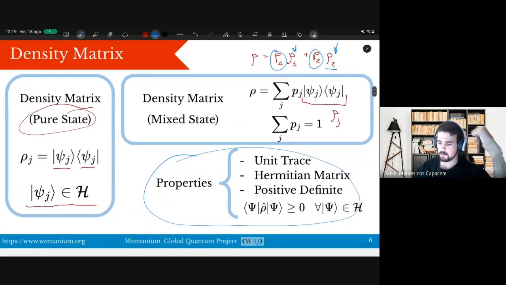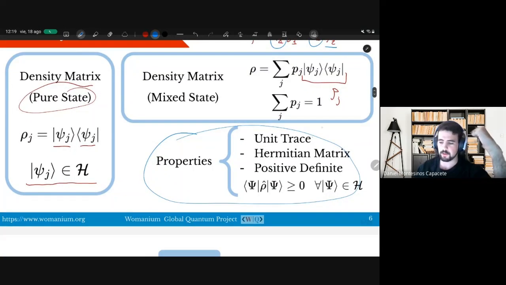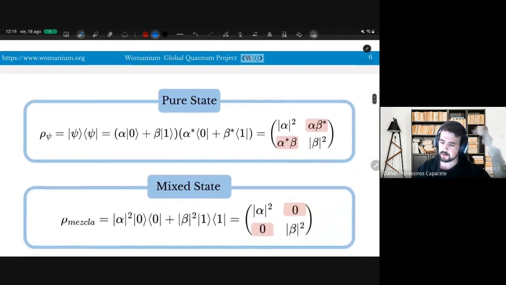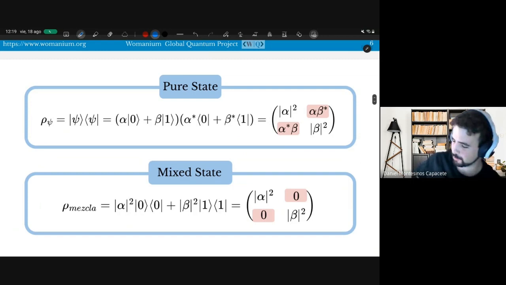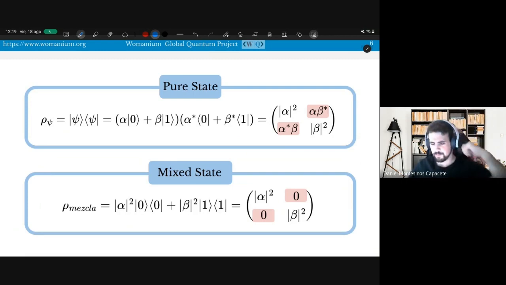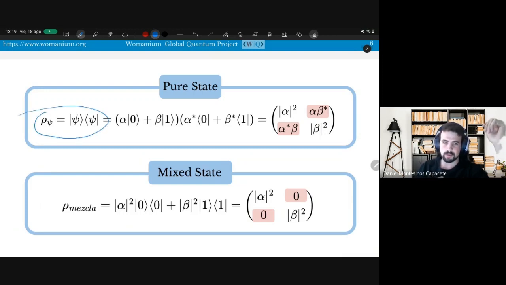I'm not going to detail more about this because we have already talked about it in the lecture, but you can try to go deeper later on. I also showed this, but it is going to be important for what I'm going to say in the next slide. So basically, if we have, for example, this pure state, just the general linear combination that we are used to seeing, right?